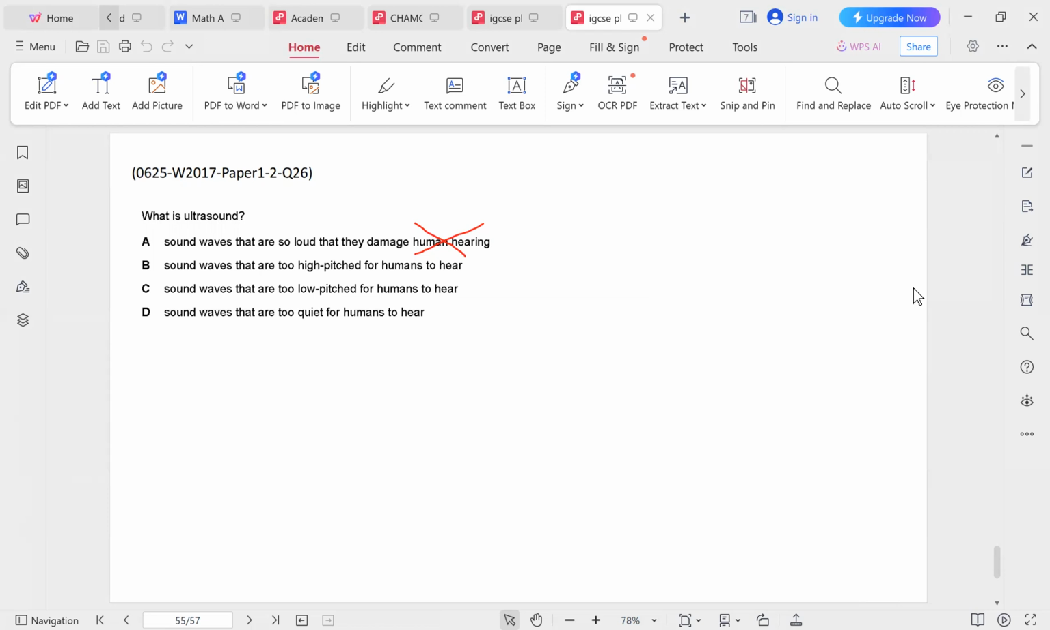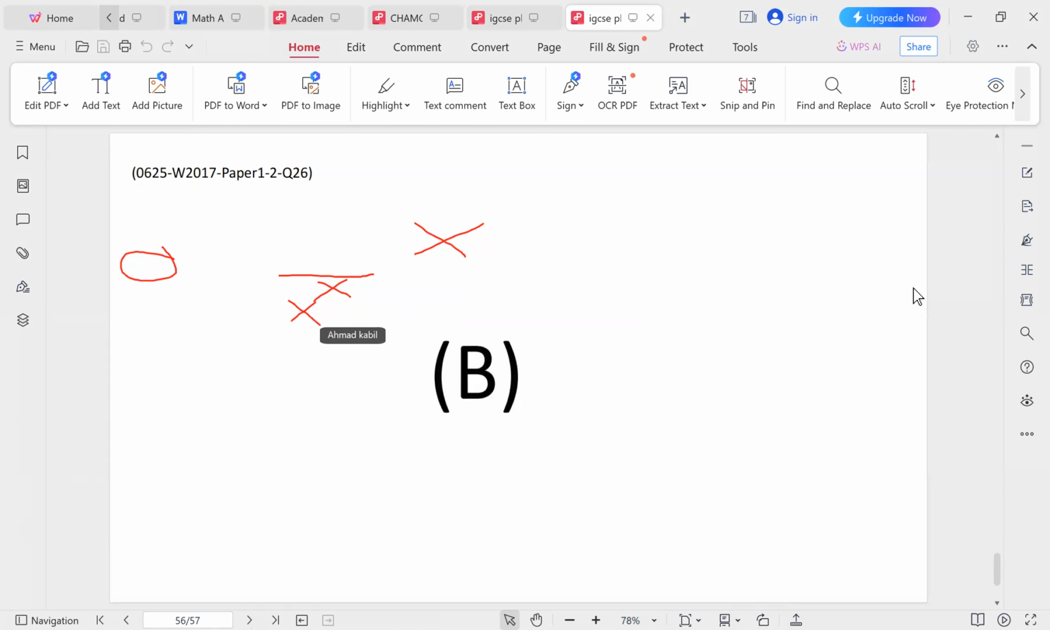So sound waves that are too high pitched, yes. High-pitched means high frequency, and we just said that ultrasound has a greater frequency than 20,000 hertz, which is why we cannot hear it, but bats can. And low-pitched would be wrong, too quiet would be wrong. So B here is the correct answer.